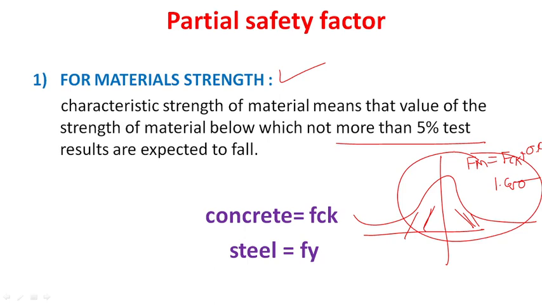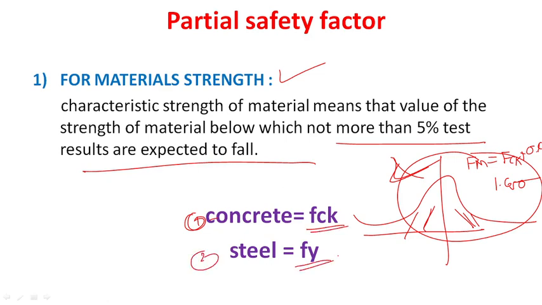You will get all the details about this sketch. Okay, please go through that video. So what do you mean by the characteristic strength of the material? It is the strength below which 5% of test results are expected to fall. Important point you have to remember. So concrete we will write as FCK, and for steel we will write as FY.